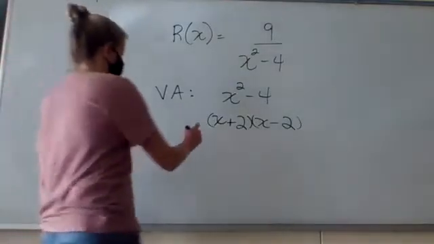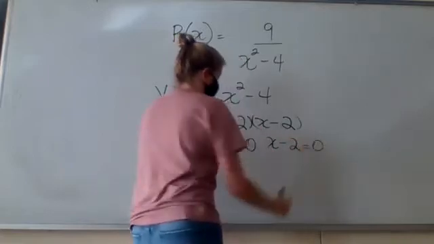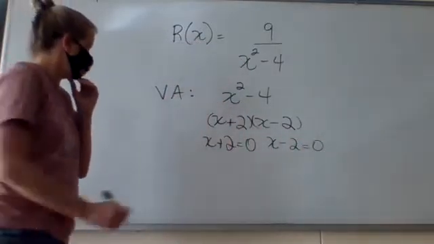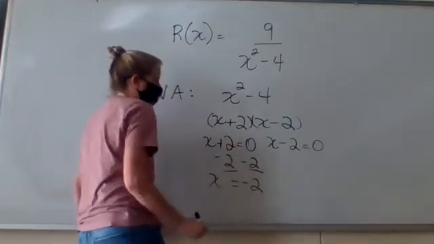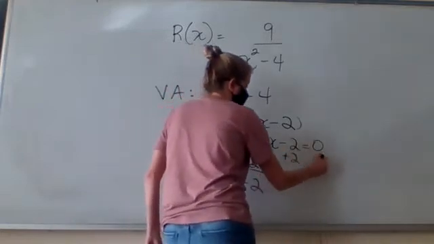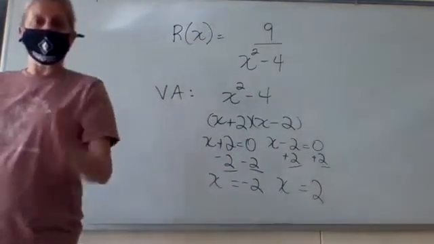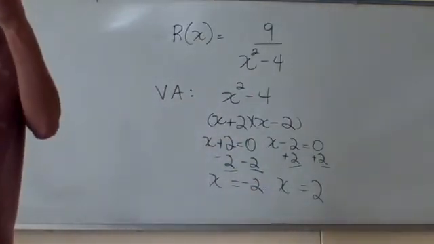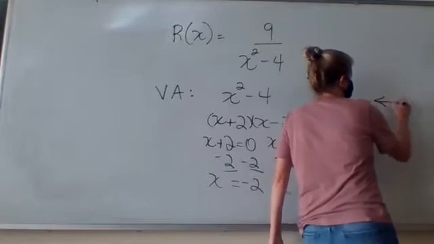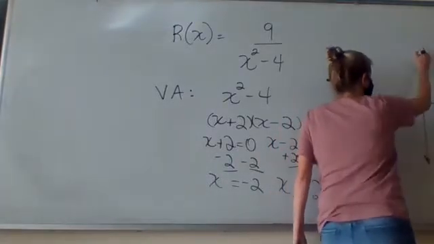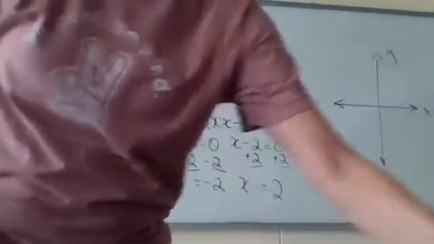Then set them equal to 0 and solve them for x. So here you would subtract the 2 from both sides, so x equals -2, and here you would add the 2 to both sides, so x equals +2. So that's where your vertical asymptotes are going to be. We are going to have to pick the multiple choice graph of what that would be, so let's go ahead and start sketching that out.